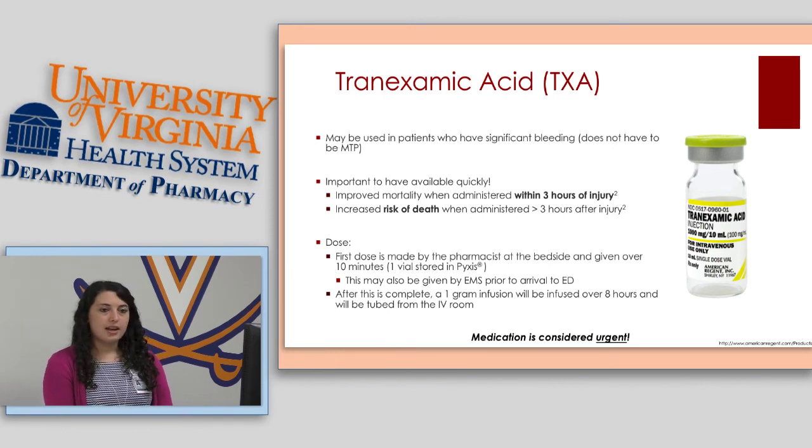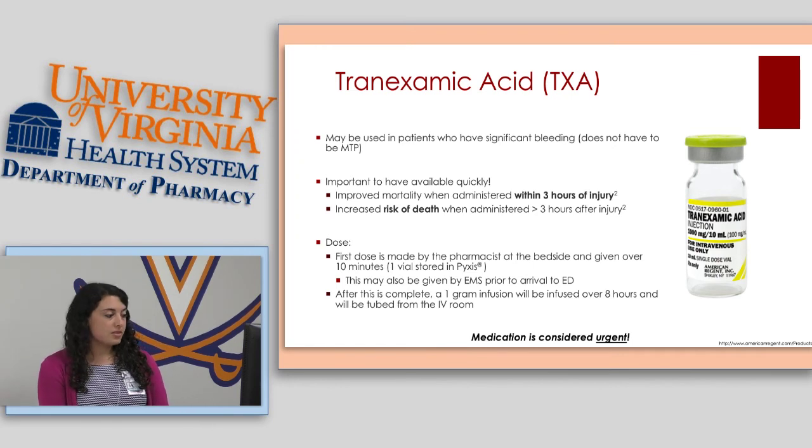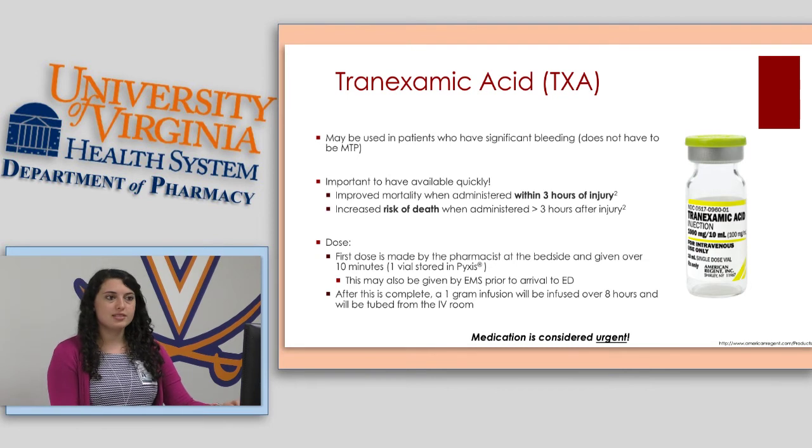And then after that, once that finishes, we would give them another gram, but this would be infused over 8 hours. So this would come up from the IV room, and so this can be something that you can be looking out for if we let you know, hey, the patient received their first dose and we're just waiting for the infusion. You can grab that from the tube station whenever it comes through if you see it. And so this is needed urgently, so not within minutes, but we want to try and get it in before that 3 hours. So once we find out we're going to administer it, we want to act quickly.